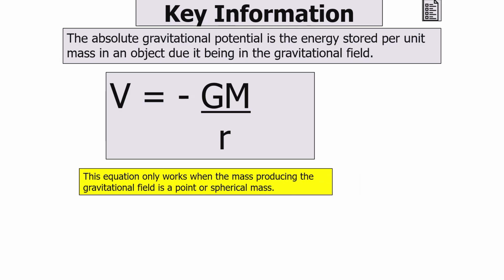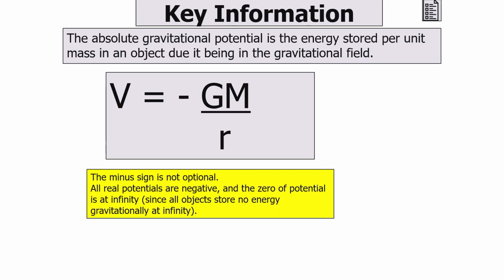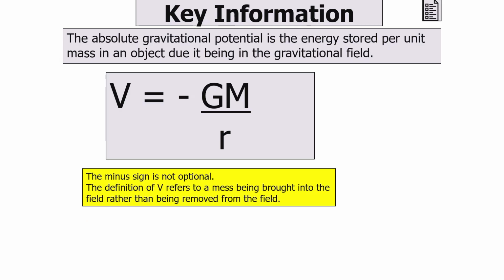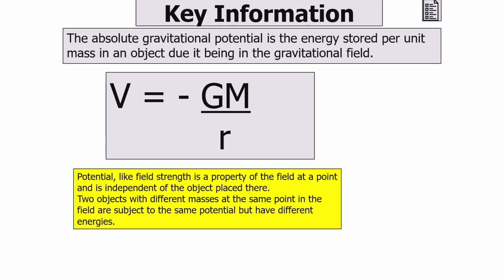Now this equation only works when we consider the mass producing the gravitational field is a point or a spherical mass. Now please note the minus sign is not optional. All real potentials are negative, and the zero of potential is at infinity, since all objects store no energy gravitationally at infinity. Now the definition of gravitational potential refers to a mass being brought into the field rather than being removed from the field. Now potential, like field strength, is a property of the field at a point and is independent of the object placed there.